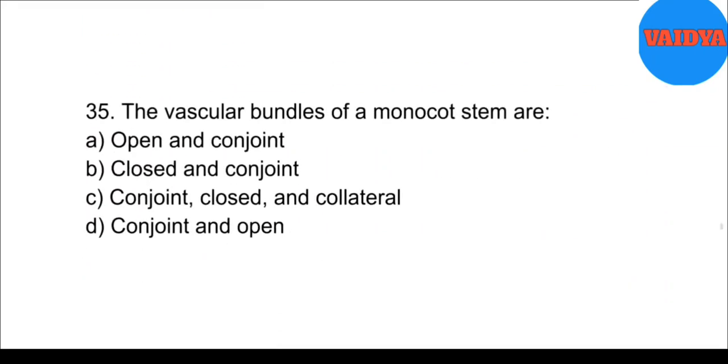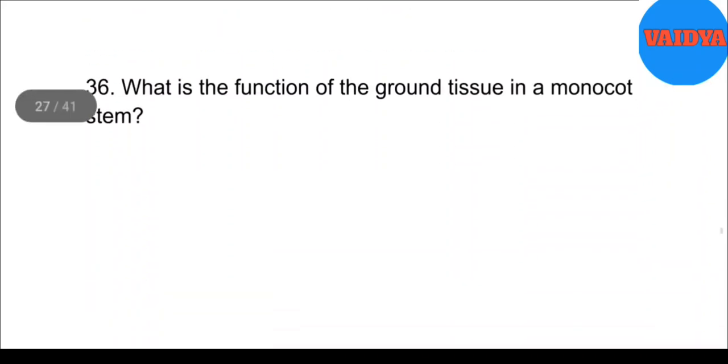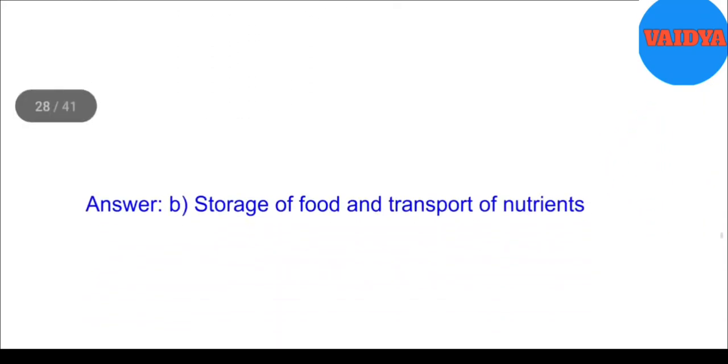35. The vascular bundles of a monocot stem are A. Open and conjoint. B. Closed and conjoint. C. Conjoint, closed, and collateral. D. Conjoint and open. Answer: C. Conjoint, closed, and collateral. 36. What is the function of the ground tissue in a monocot stem? A. Transport of water and minerals. B. Storage of food and transport of nutrients. C. Protection and support. D. To form the epidermis. Answer: B. Storage of food and transport of nutrients.